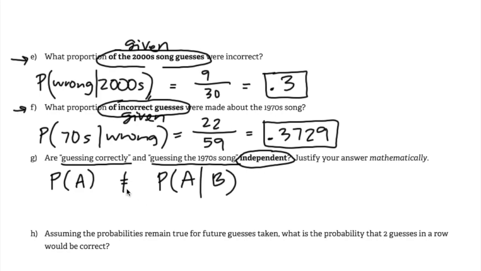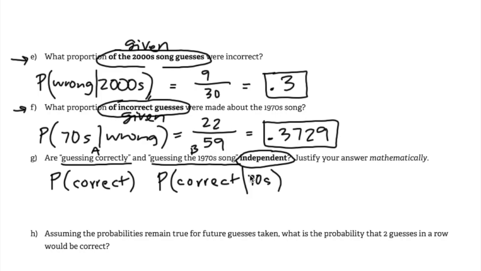So for any given problem, what I need to do is assign, first of all, which one's going to be A and which one's going to be B. It doesn't matter which is which. I'm going to call guessing correctly event A and guessing the 70s song event B. So what I'm actually going to find here on this problem is, does the probability of guessing correctly equal the probability of guessing correctly given that you're talking about the 70s song?